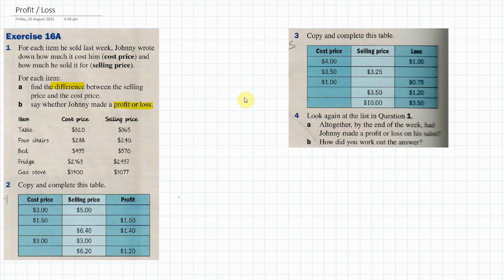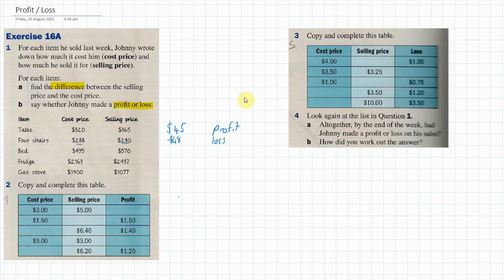So this one, the table, you can see that it's $365 and $320, so that is a $45 increase. So this is a profit. He made a profit on it. Now if we look at the 4 chairs and the cost and the selling price, he's actually made a loss. And if you look at that, it looks like there's a difference of negative $48, so this is a loss.